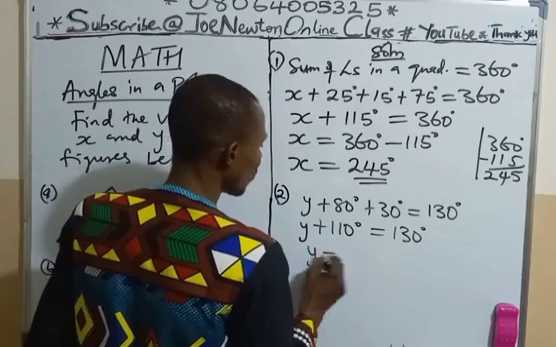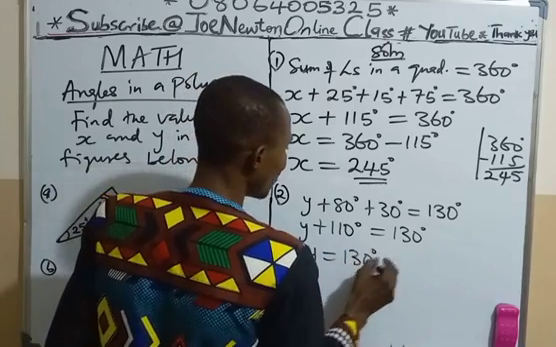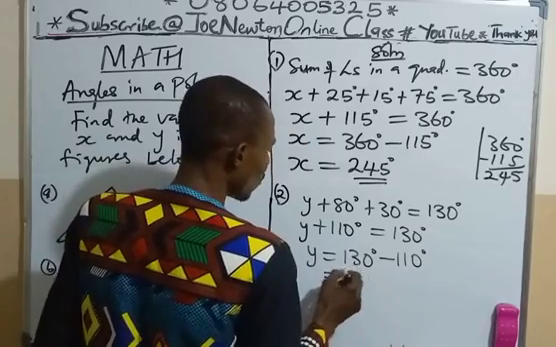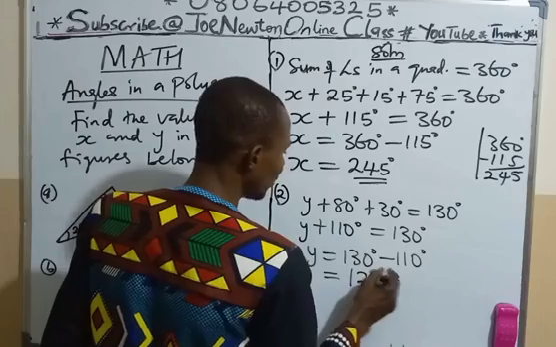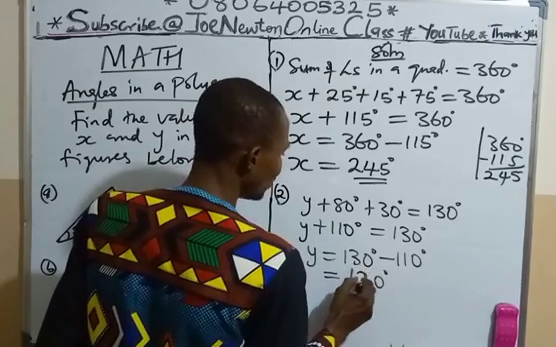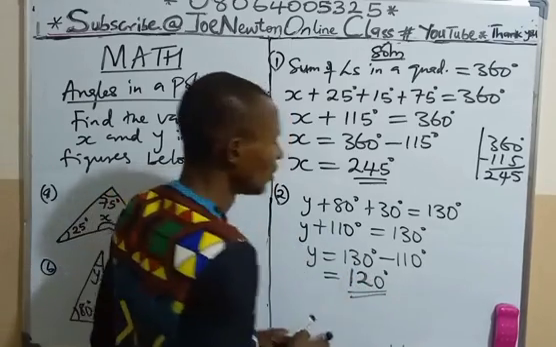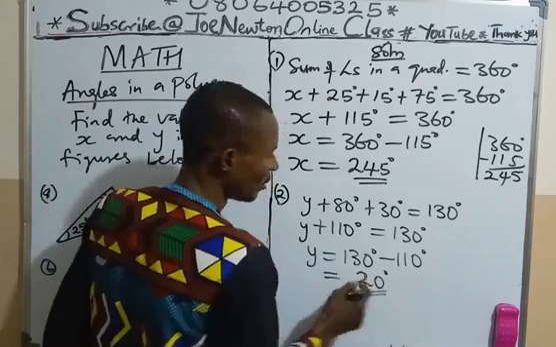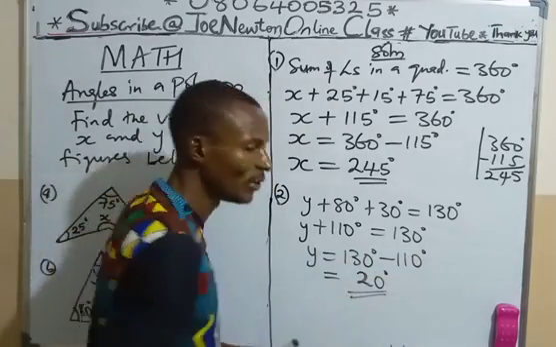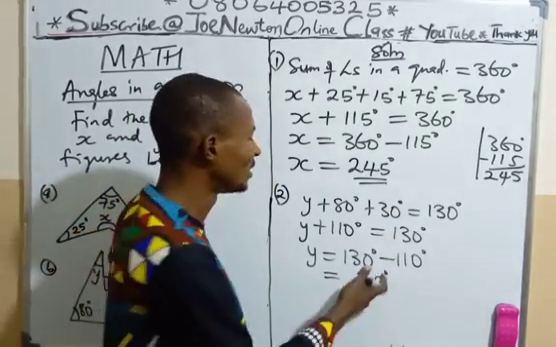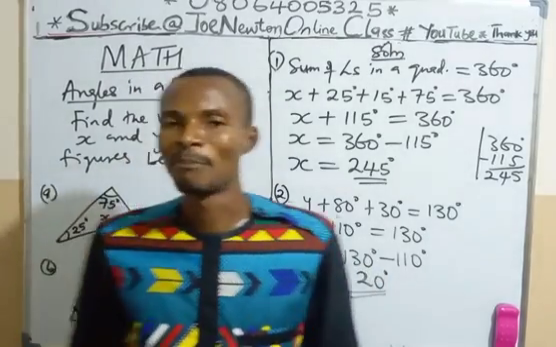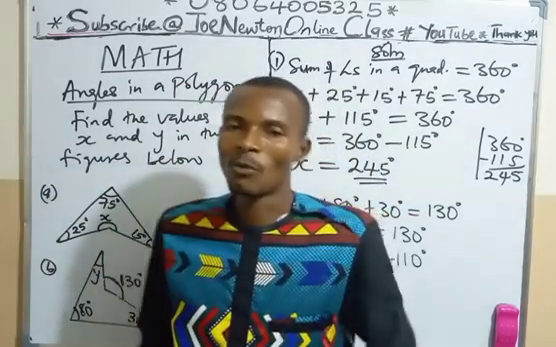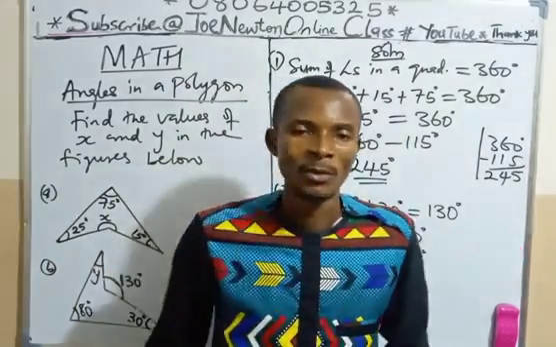Therefore, y is equal to 130 degrees minus 110 degrees, which is equal to 20 degrees. Sorry, 130 minus 110 is 20 degrees, so our y is 20 degrees. Very simple. You can see that you can tackle similar problems involving quadrilaterals in this form at ease, without long theories or long analysis.